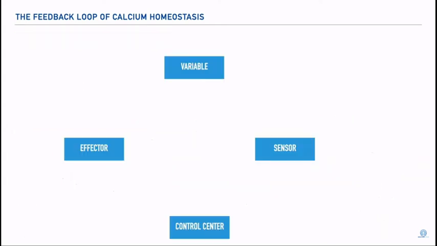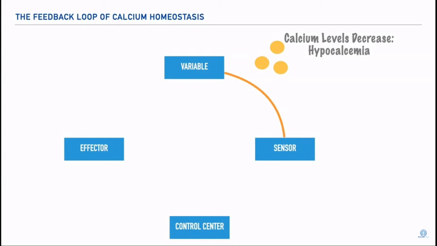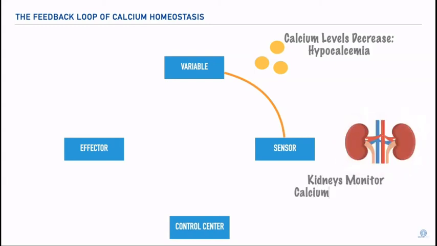So in our first example, let's imagine that we have someone who hasn't been supplementing their diet with sufficient amounts of calcium. It would be plausible for them to be in a state of hypocalcemia, which again means low amounts of calcium. So in this example, the decrease in calcium is the variable. Now, this decrease in calcium is going to be sensed by a sensor, and the sensor in this example would be the kidneys, as they monitor calcium levels within the blood. So the kidneys would then relay this message to a control center, which is the brain.